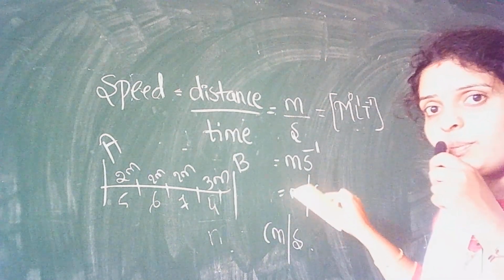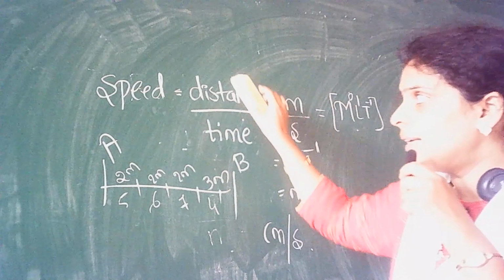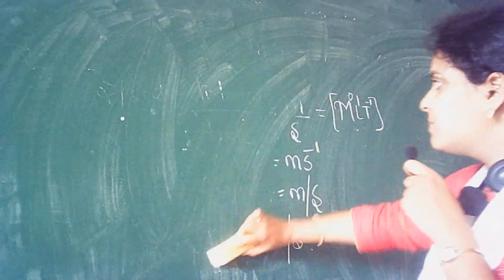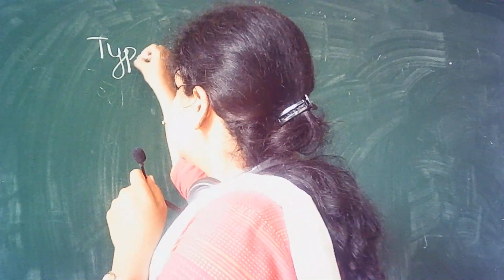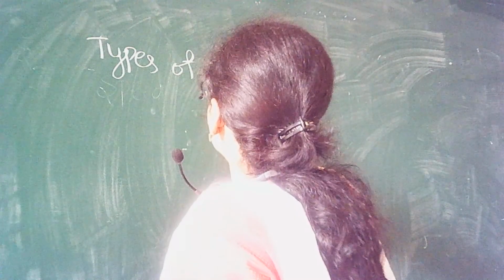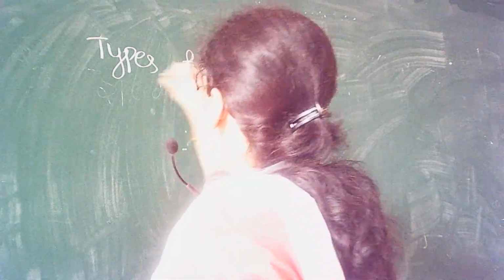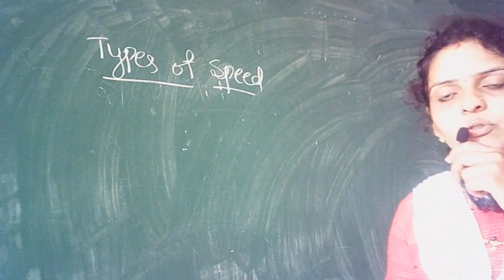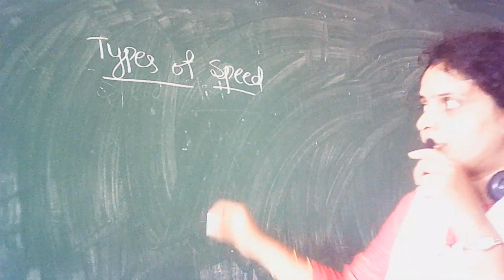CGS unit. I hope all the points are clear to you. Then let us see types of speed. Next we have types of speed. We have four types.